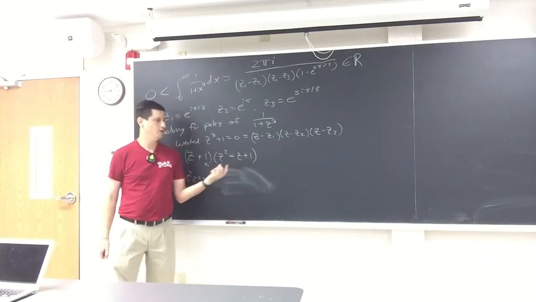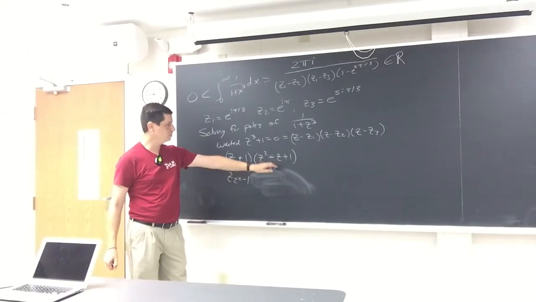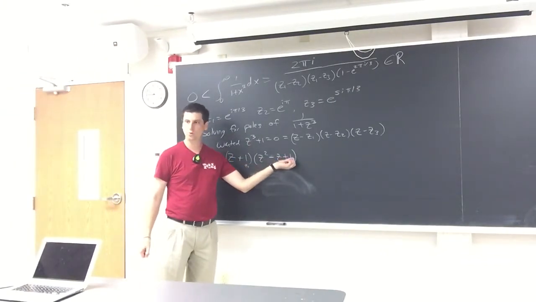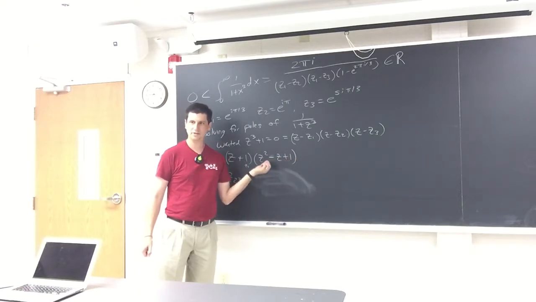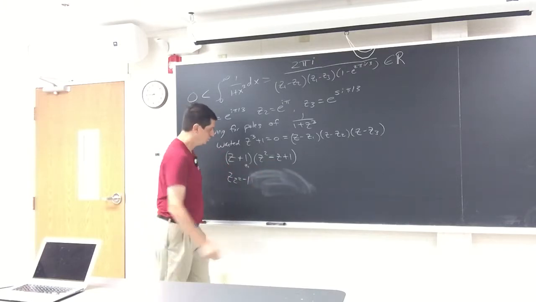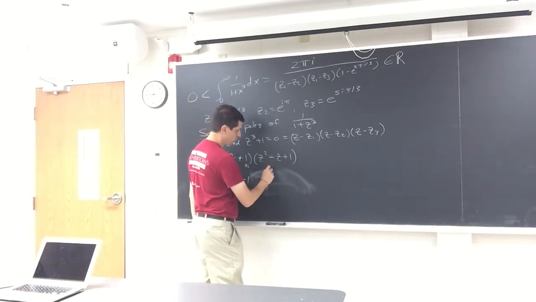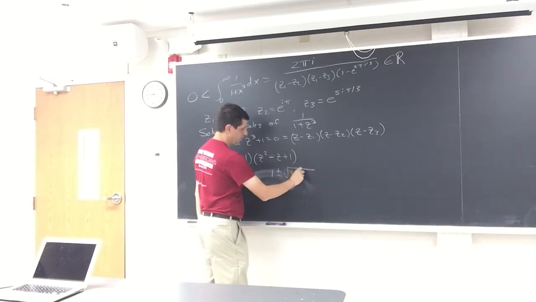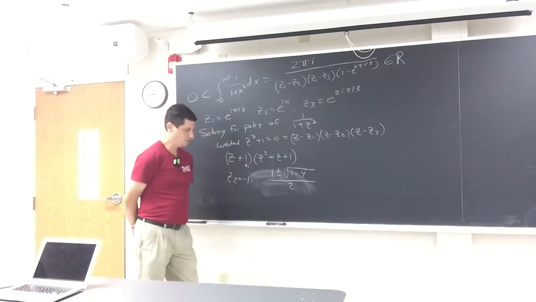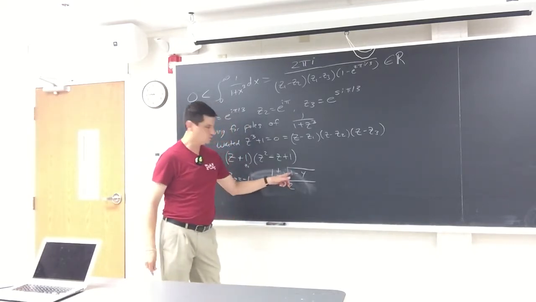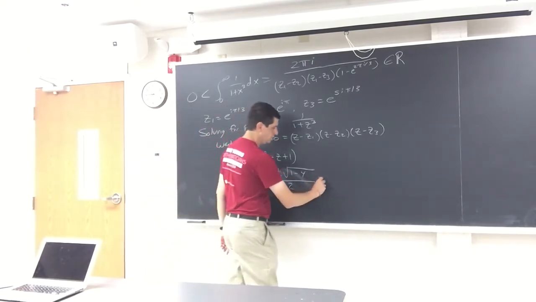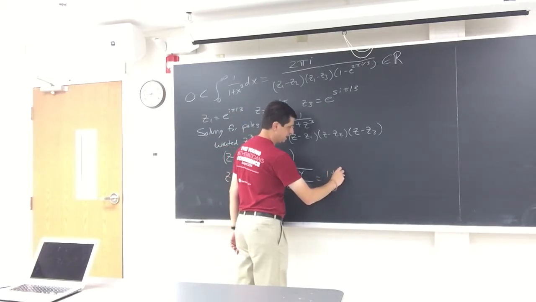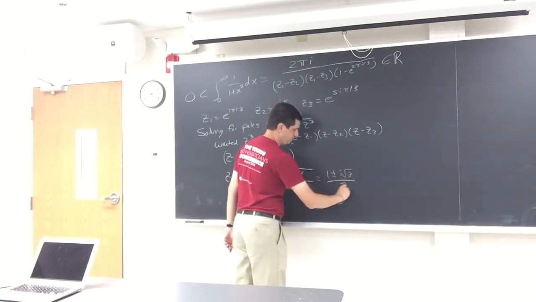Quadratic formula. This is not going to have nice roots. I need two numbers that multiply to 1, and their sum has to be 1. Not going to happen. So the roots of this are going to be negative b, which is 1, plus or minus the square root of b squared, which is 1, minus 4ac all over 2. So we get 1 plus or minus the square root of negative 3. So we get 1 plus or minus i square root of 3 over 2.